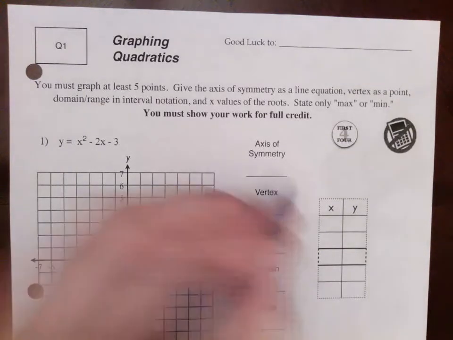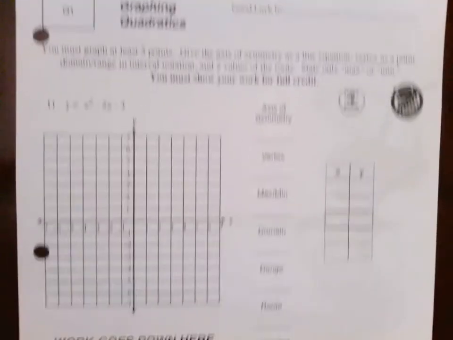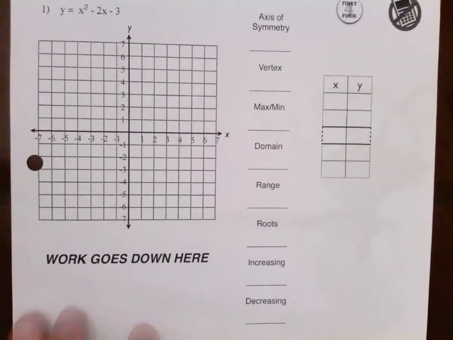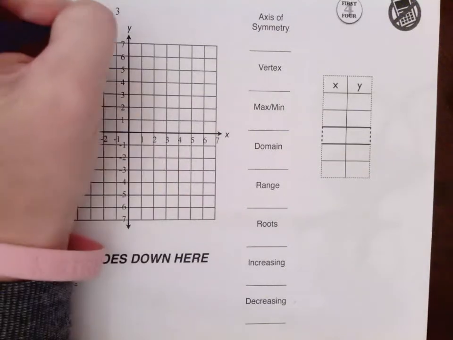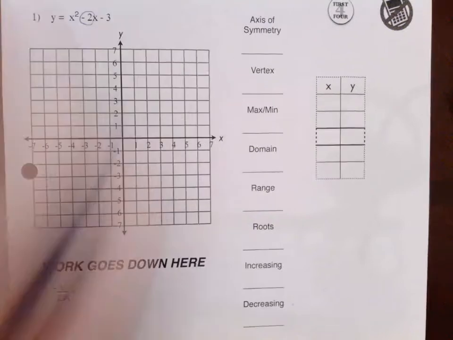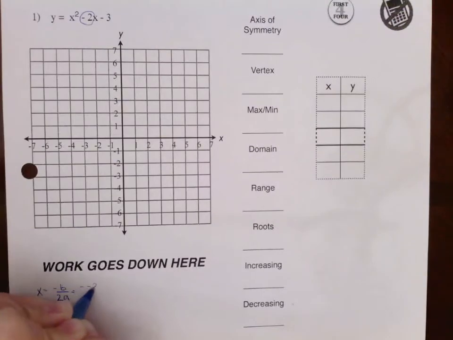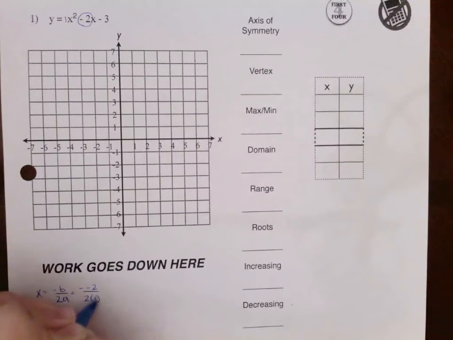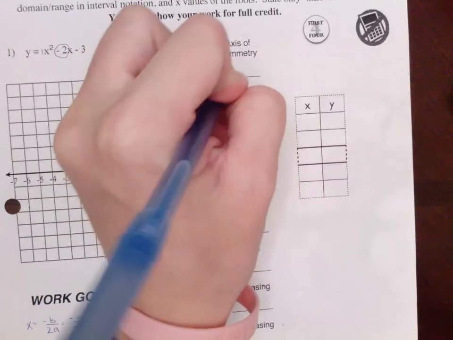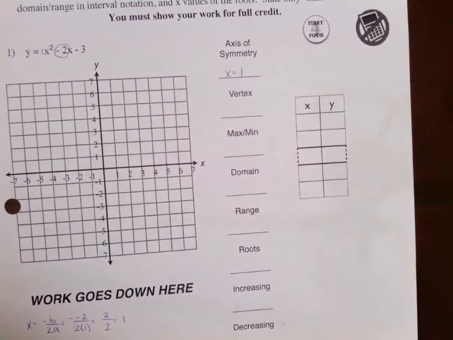So to find the axis of symmetry, I'm going to show my work down below here. Axis of symmetry, x is equal to the opposite of b over 2a. So b is a negative 2. So a negative 2 over 2 times your a, which is 1. Negative 2 is a positive 2. 2 times 1 is 2. 2 divided by 2 is equal to 1. So up here, axis of symmetry, I'm going to write that x is equal to 1.